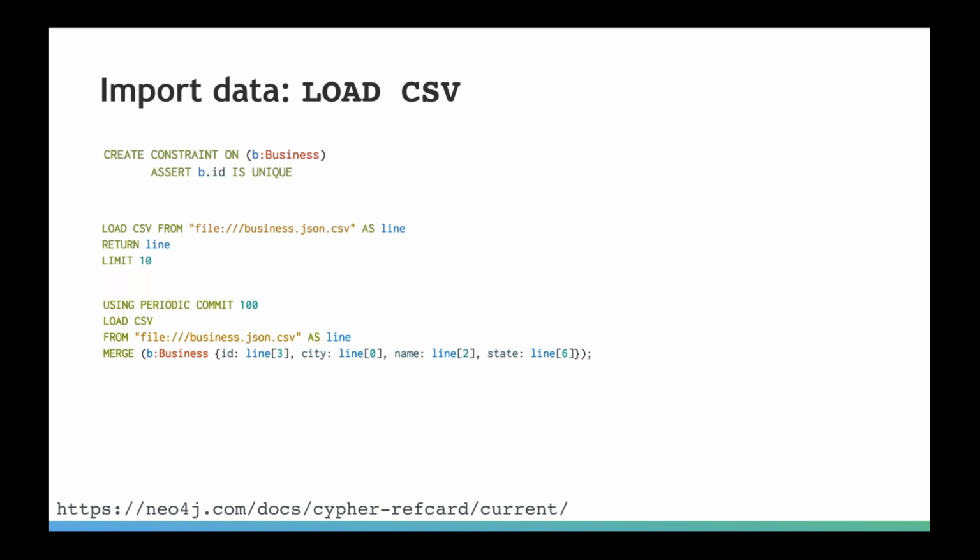Then I went on to the business data. Similarly to the user, I started by creating a constraint on a business ID. And then I looked at the business file, and then I started importing it. And here, I only import the businesses as they are. I put ID, city, name, and state as properties on the business nodes.